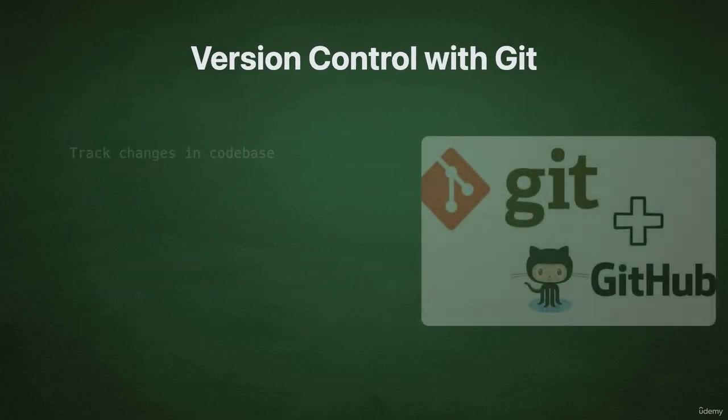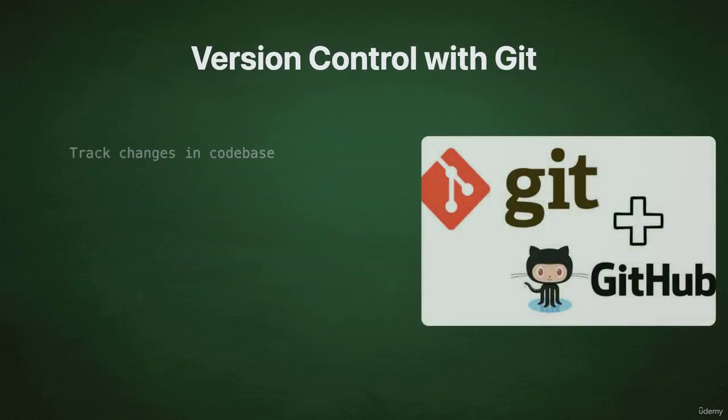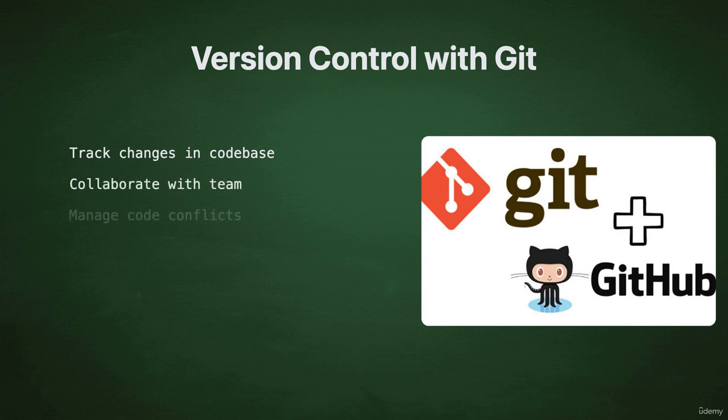Version control is another essential component of a development environment. Git is the most widely used version control system, allowing you to track changes in your codebase, collaborate with team members, and manage code conflicts. Tools like GitHub, GitLab, and Bitbucket provide web-based platforms for hosting and managing your Git repositories.